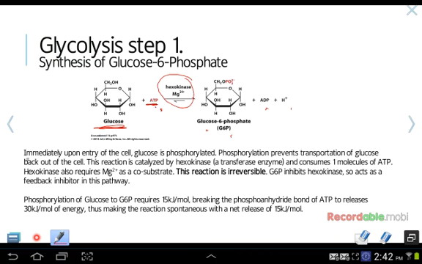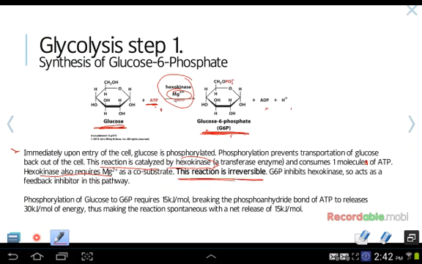So let's just read over this real quickly. Immediately upon entry of the cell, glucose is phosphorylated. Phosphorylation of glucose prevents the transportation of glucose back out of the cell. So once we phosphorylate glucose, it can no longer go back out of the cell into the bloodstream. This reaction is catalyzed by hexokinase, which is a transferase enzyme. It consumes 1 molecule of ATP, and if you notice, hexokinase also requires magnesium as a co-substrate.